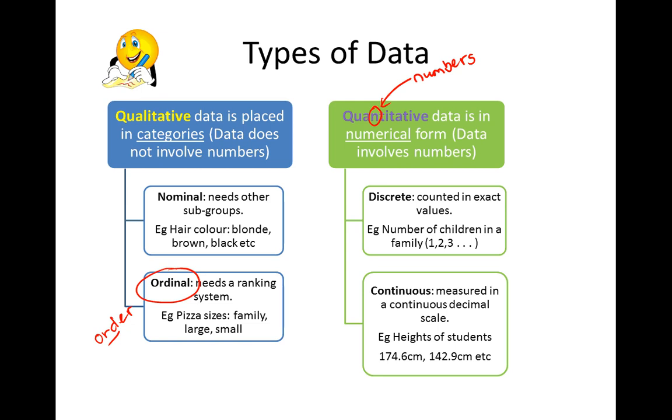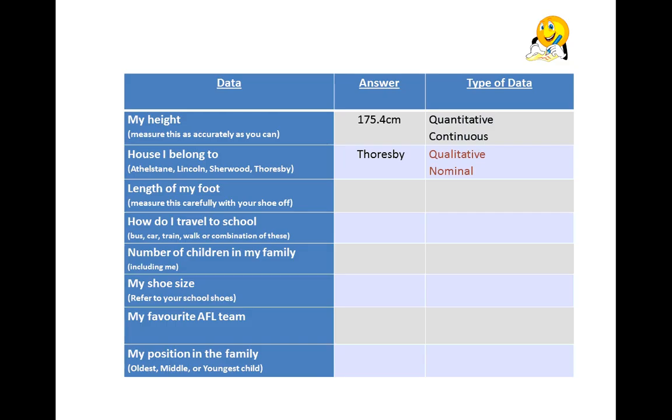Okay, now that you have those 6 words and their meanings written down, we're going to go back to the table of values that you filled out before, and we're going to put in some answers in that third column where it says type of data. So this is where we're classifying the data into the different types. You can see that I've filled in a couple of values there relevant to me, my height being 175.4 centimetres, and the house that I belong to being Thoresby.